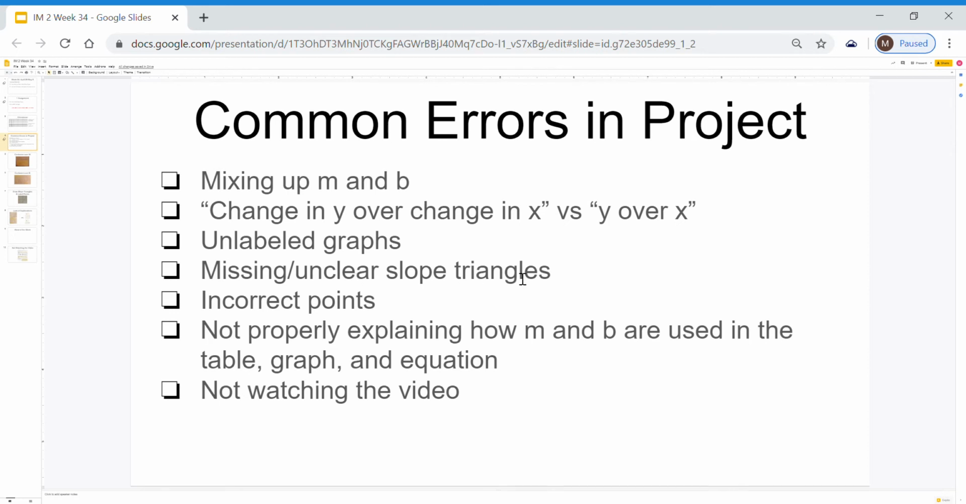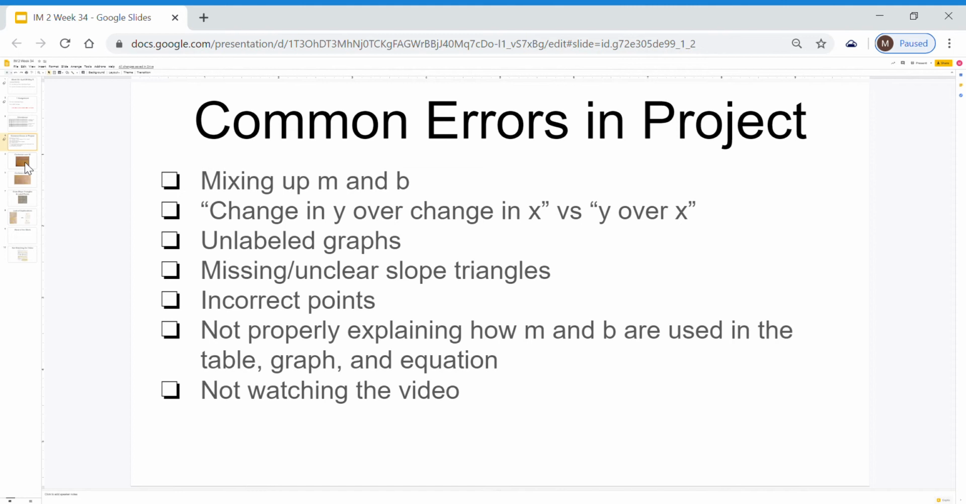Missing or unclear slope triangles. So not drawing slope triangles, or slope triangles that don't make sense. Incorrect points. The points that you graphed are not correct. Not properly explaining how m and b are used in the table, graph, and equation. I'll show you some examples of what that looks like. And not watching the video. If you watch the video, a lot of your questions and your ability to explain will be answered just by watching the video.